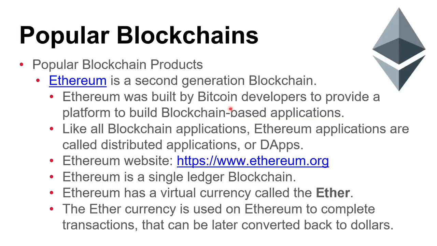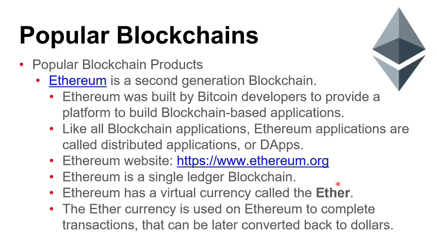So you can run distributed applications on Ethereum, and the distributed applications run on the operating network and use the resources of the operating network, all of the nodes that make up the Ethereum blockchain. Ethereum was built by Bitcoin developers. They had a vision that they wanted to do more than what just Bitcoin did, so they built Ethereum. They actually sold Bitcoin to raise the money to build Ethereum. And the applications that run on the Ethereum network are called distributed applications, or dApps.